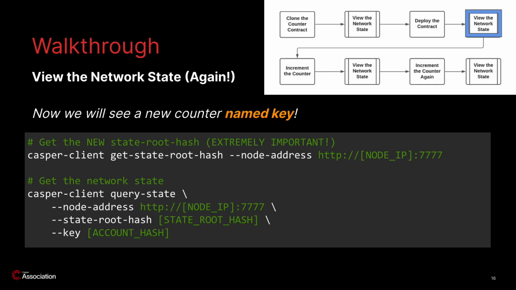Okay, well, the deploy was successful, but is the name key visible on the chain now? We can call Casper client query state to check it out. Remember, every time you call Casper client query state, you have to get the new state root hash since we just wrote a deploy to the chain. When you're running through this example, you should have nothing until you call this updated state root hash and query state. So let me do that in my editor really quick.